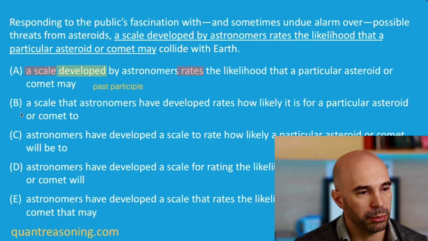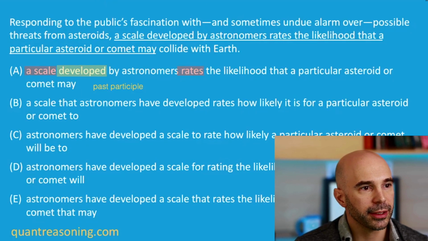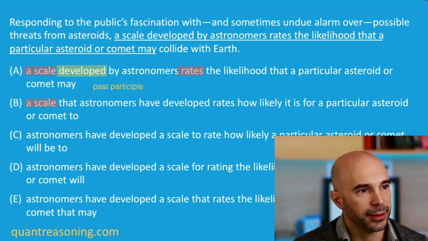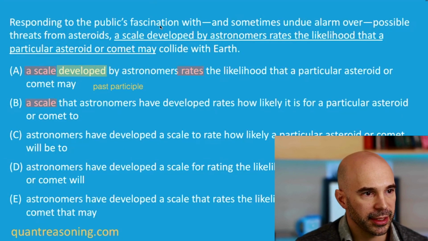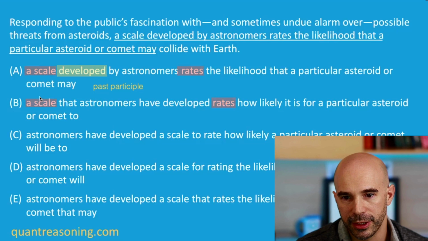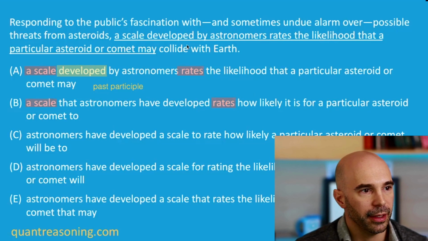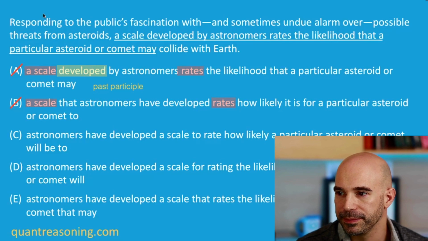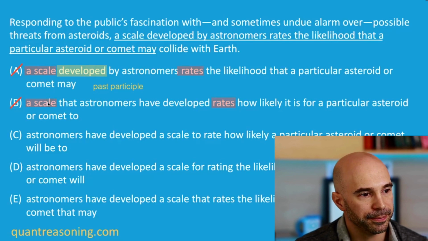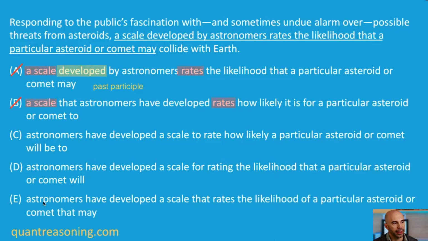Now, JD, you also asked about B. In B also the subject is a scale, so that also eliminates B for the same reason. But where's the verb? So it says a scale that astronomers have developed rates. So same as A. So passive versus active, if that was of interest to you, yes, these are both active voice. A scale rates. Thank you. Okay. And we eliminate both of them because the scale is not the one doing the responding. And just note how important that non-underlined piece of text was. That eliminated A and B. Okay, astronomers does make sense as the people doing the responding.